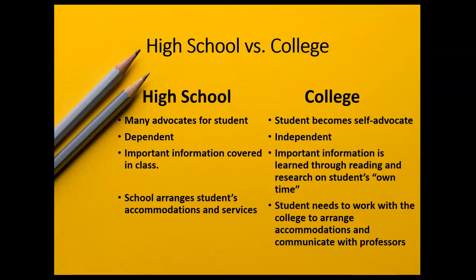In high school, students have many people advocating for them: teachers, counselors, parents. In college, students are expected to be their own best self-advocate. Many times they need to approach professors themselves, service offices such as the Office for Students with Disabilities. They need to be able to speak for themselves and advocate their needs effectively. We're going to talk later on in this presentation about some ways that students can start practicing doing those things right now.